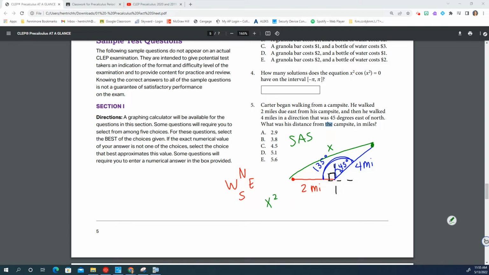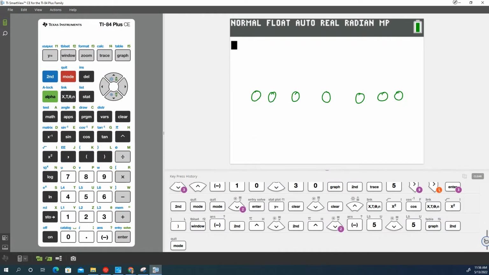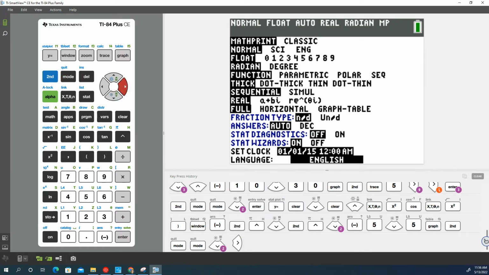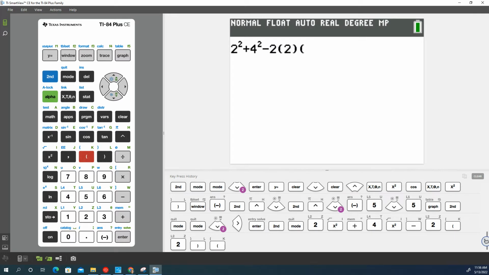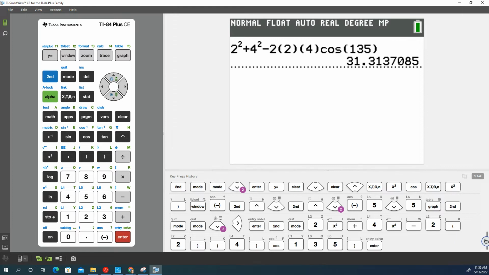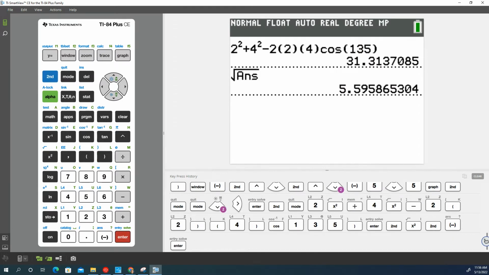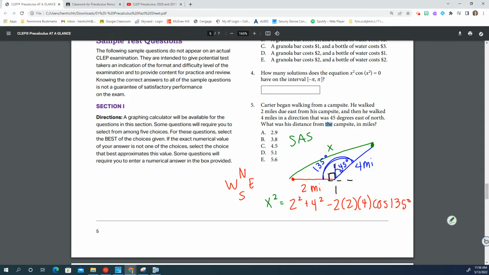So I need my unknown side squared equals my 2 known sides squared. So 2 squared plus 4 squared minus 2 times those sides times the cosine of the included angle, which is 135 degrees. All right, I have my calculator, and I'm noticing that this angle is obviously measured in degrees, so I'm going to have to flip back over to degree mode. Don't forget to do all this. This one's pretty simple to solve. We just plug and chug. 2 squared plus 4 squared minus 2 times 4 times the cosine of 135 degrees. So that's x squared, so I got to square root that, and I get 5.6 miles, which is option E.